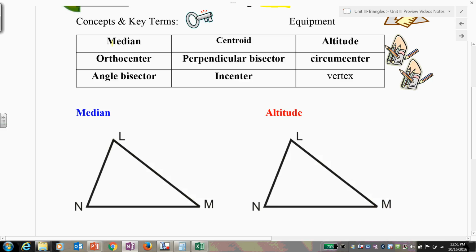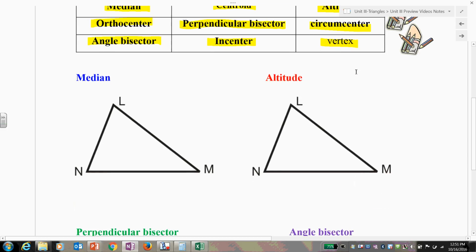First, say these words out loud with me. Median. Centroid, altitude, orthocenter, perpendicular bisector, circumcenter, angle bisector, incenter, vertex. Lots of new words there.